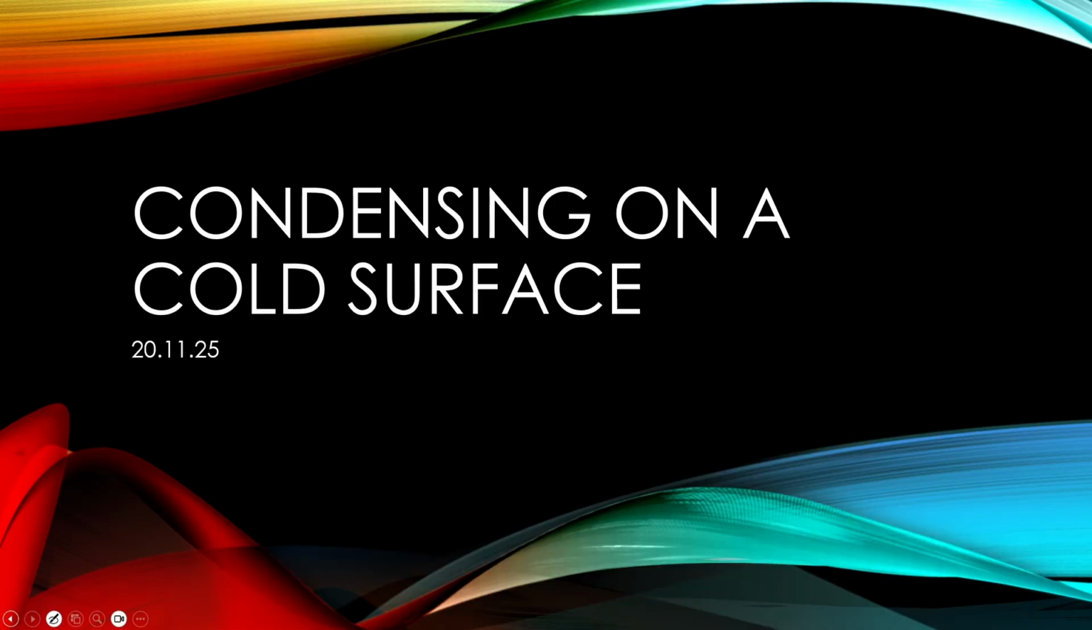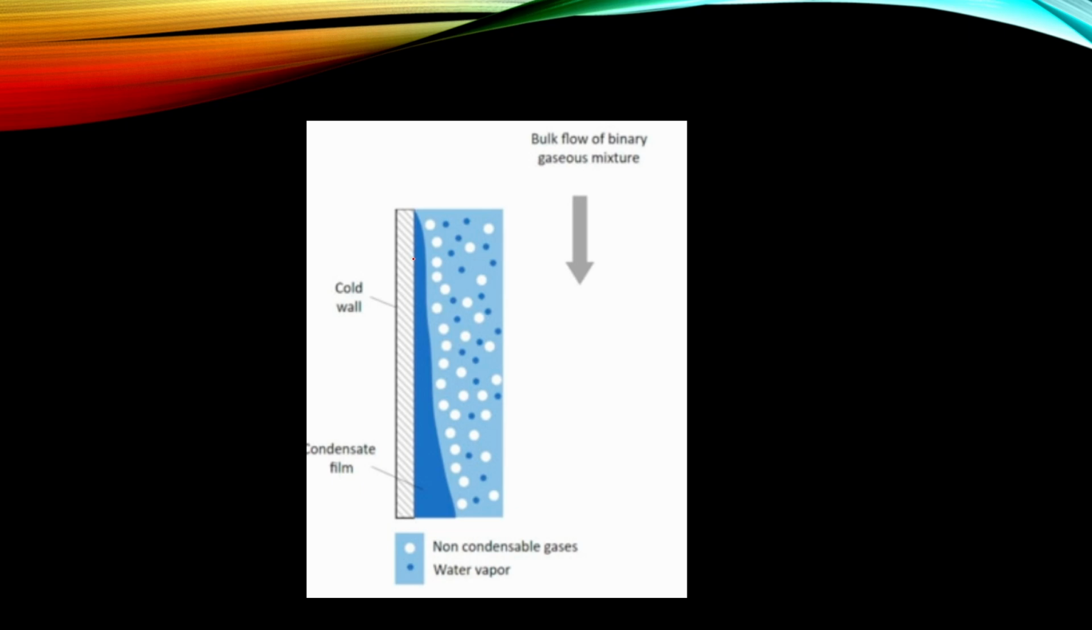In this video we will focus on condensing on a cold surface. The typical situation is something like this. We have a cold wall and here we have, for example, airflow in which we have some moisture. And if the temperature of this plate is low enough, we will have some condensing on that surface.